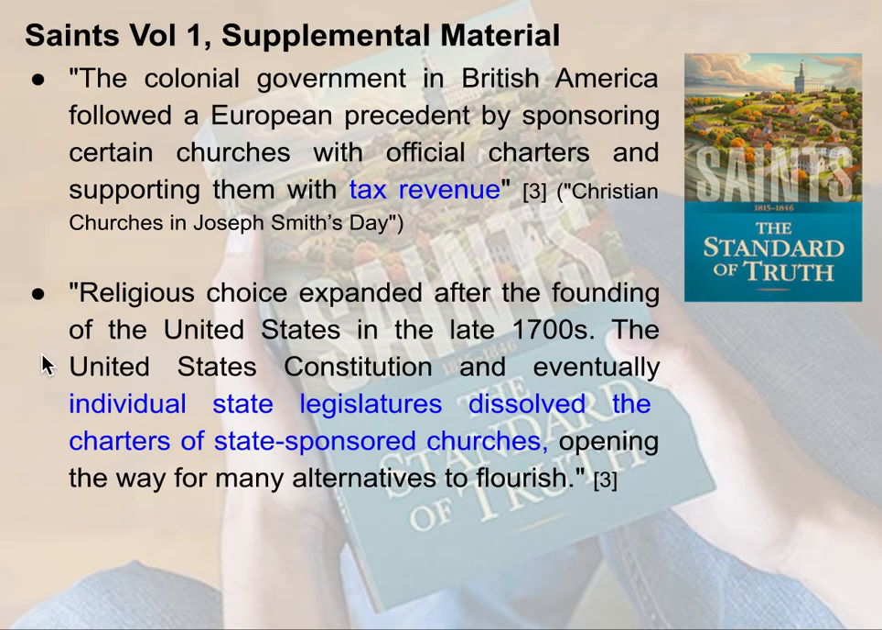Then the article continues, religious choice expanded after the founding of the United States in the late 1700s. The United States Constitution and eventually individual state legislatures dissolved the charters of state-sponsored churches, opening the way for many alternatives to flourish. Basically, if you're a new religion, you had to be supported some way, and you're going to have people support you. But the state-supported churches had the tax revenue. So with the dissolving of these state churches, it opened the way for other religions to have support.